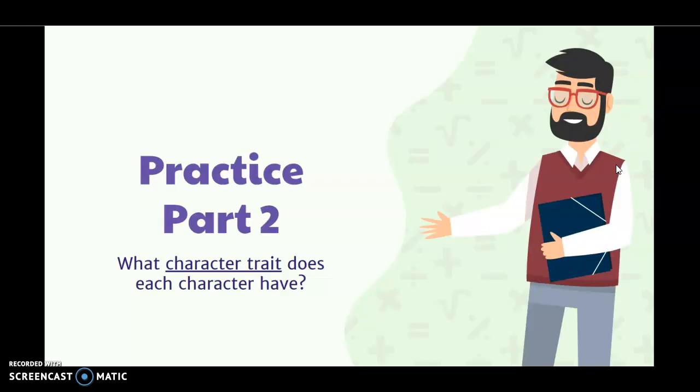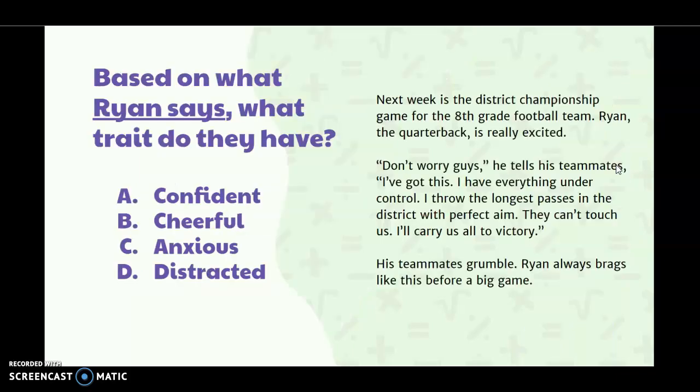So let's practice again. I'm going to give you a set of scenarios, and I want you to figure out, based on what kind of clue I tell you to look for, what character trait each character has. So here, the question asks, based on what Ryan says, what trait does he have? So pay attention to the dialogue, or what he says. Next week is the district championship game for the 8th grade football team. Ryan, the quarterback, is really excited.